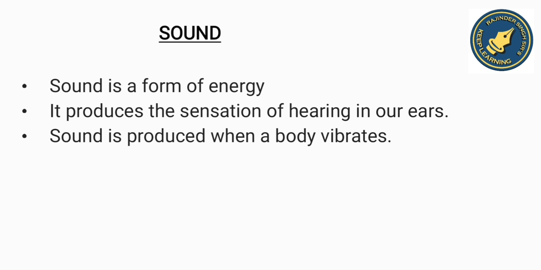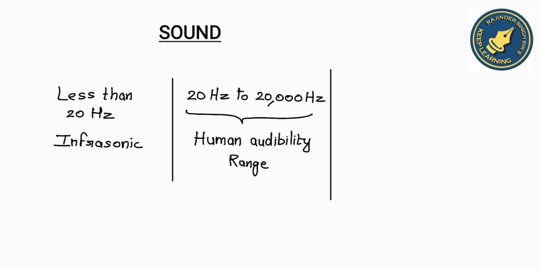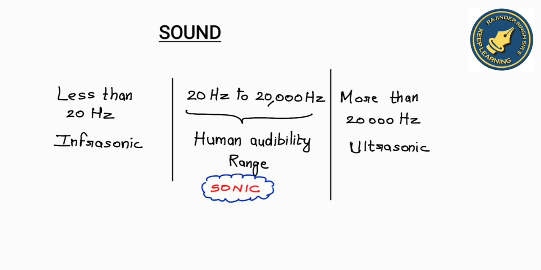Now, all the vibrations we may not be able to hear because the human audibility range is from 20 hertz to 20,000 hertz. Less than 20 hertz is called infrasonic, and more than 20,000 hertz is called ultrasonic. The human audibility range is also called sonic, only sonic, okay?